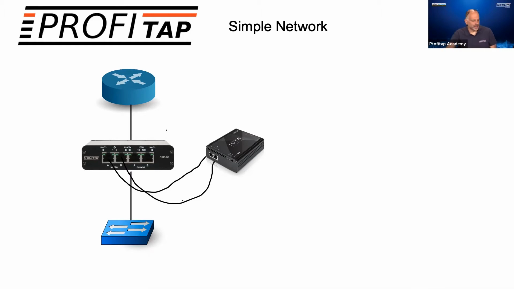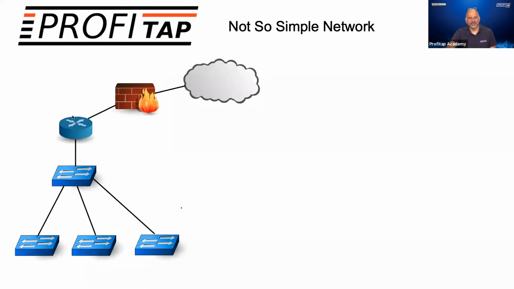The challenge here becomes when we want to move beyond a simple network. So now we move to a not so simple network. With our not so simple network, we've got a link going out to the internet outside our firewall. We've got links between the firewall and the router, between the router and the switches, and between our MDF switch and our IDF switches. We want to be able to come in and monitor that. So now, how do I start approaching this?